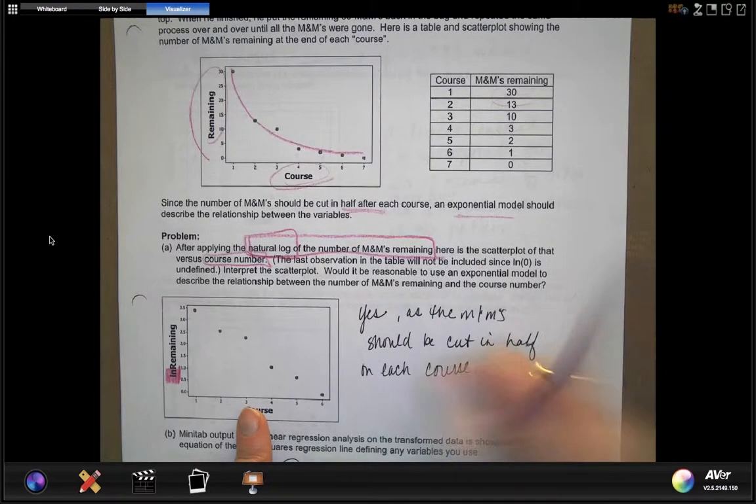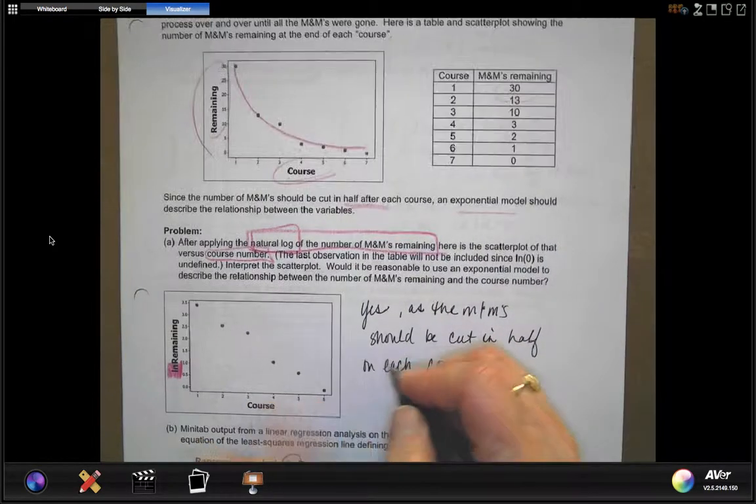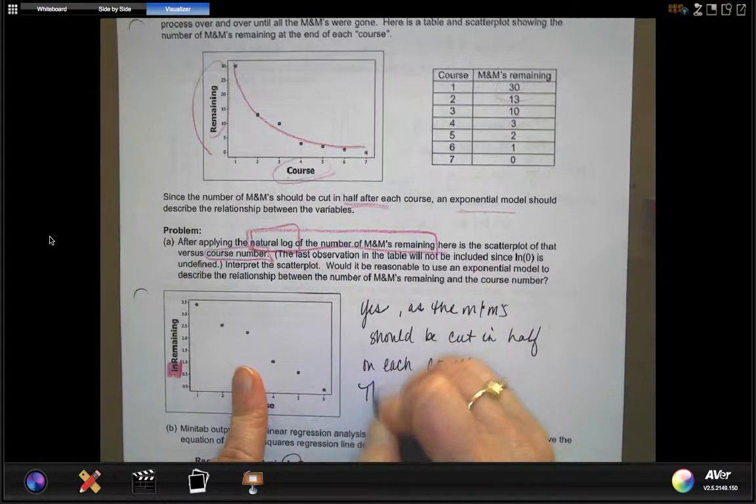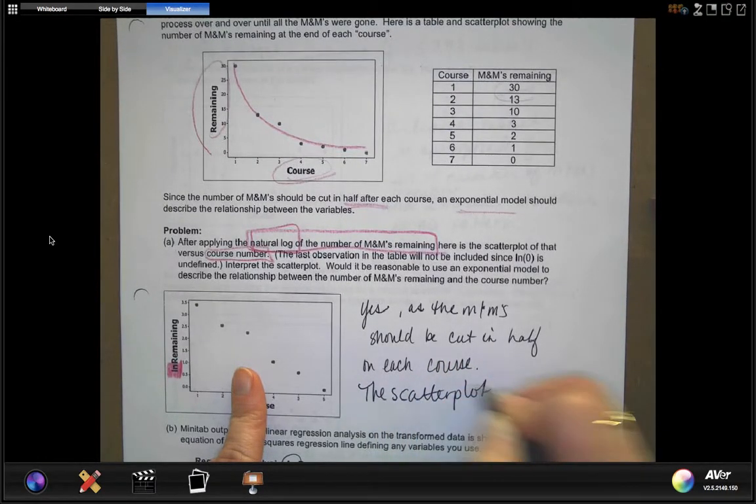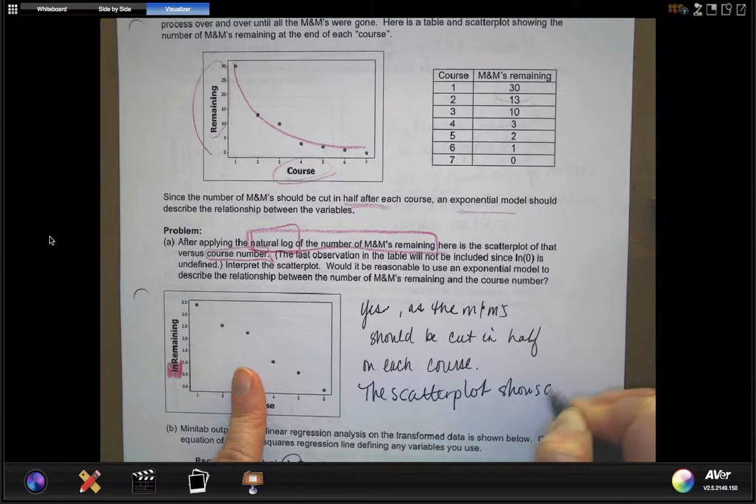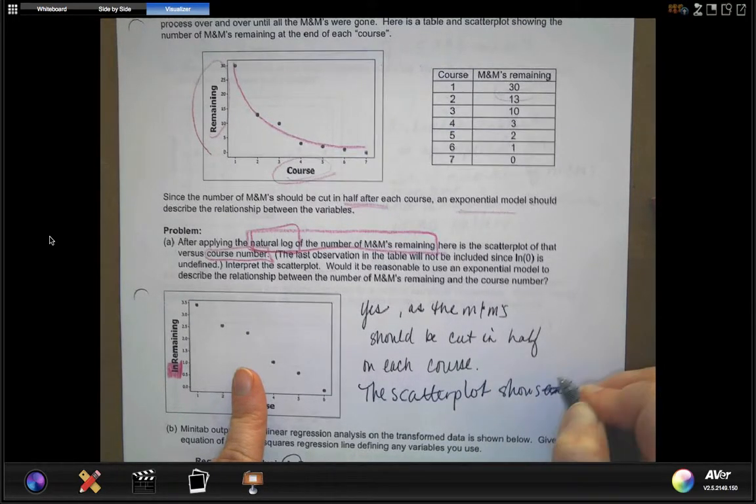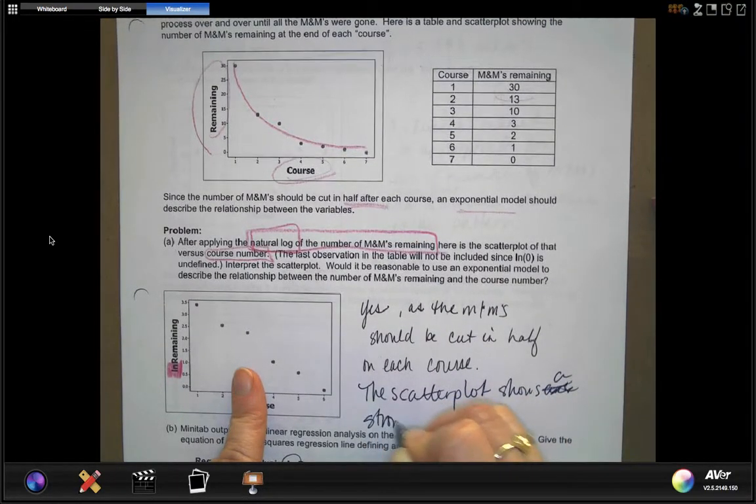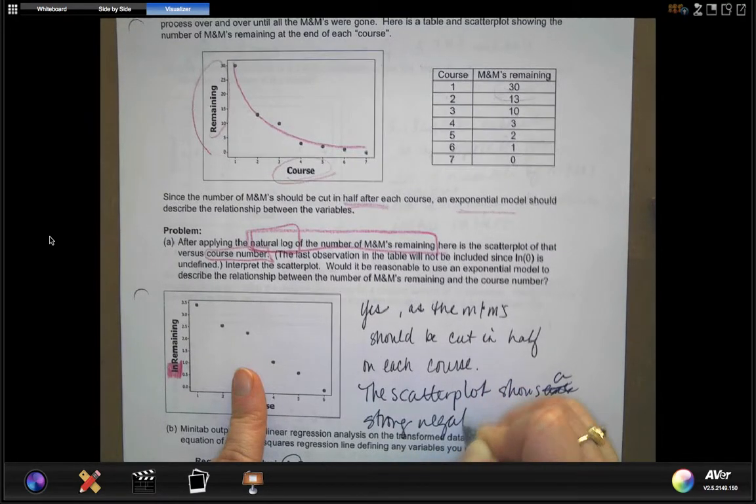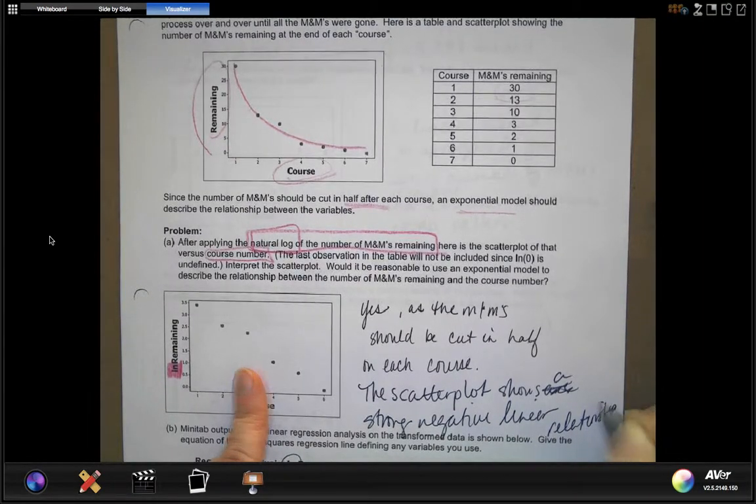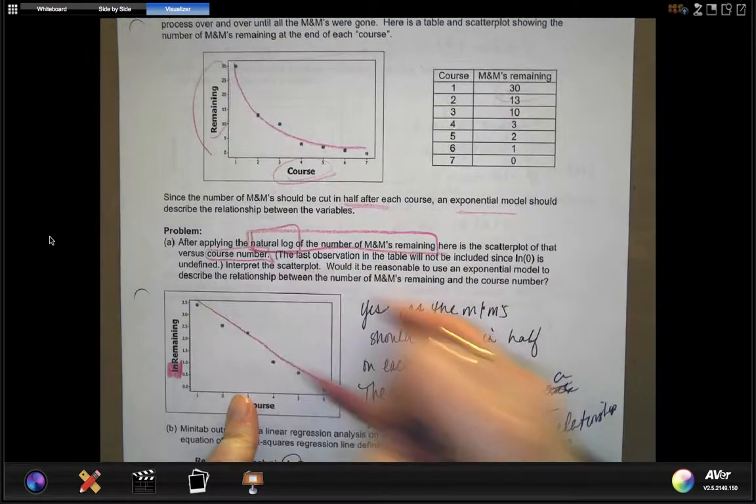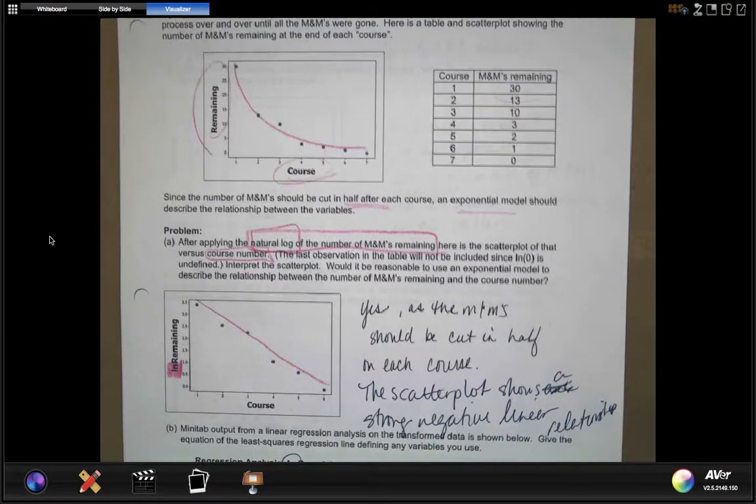So, I mean, I should add something here. Yes, the M&Ms should be cut in half, but the scatter plot shows a strong negative linear relationship. So if I look at that scatter plot, I can see that there's a strong negative linear relationship right there between course and natural log remaining.